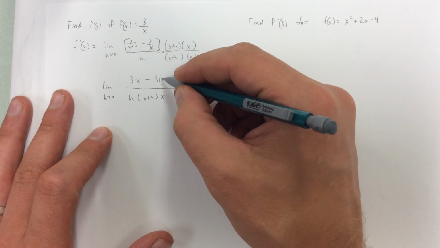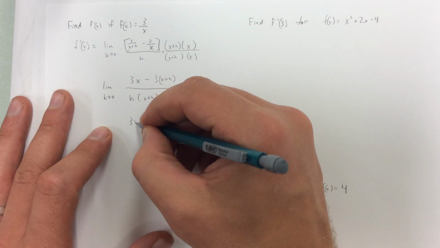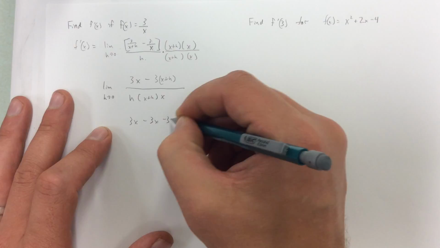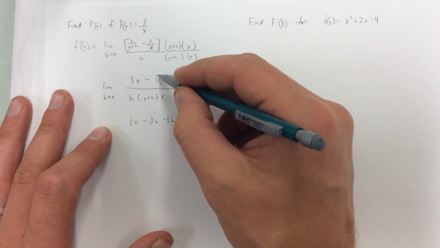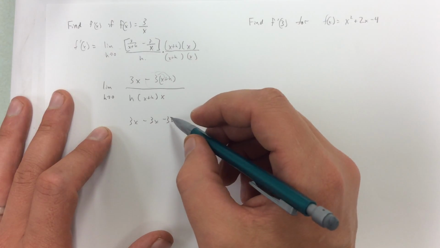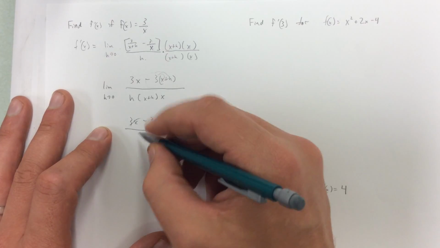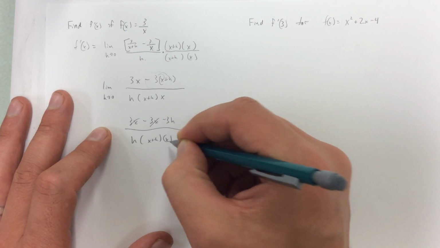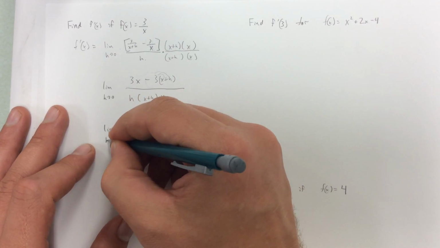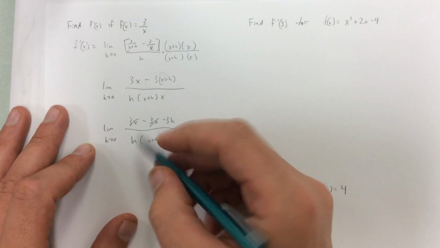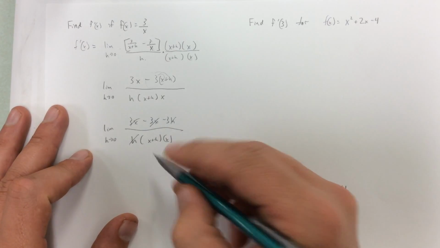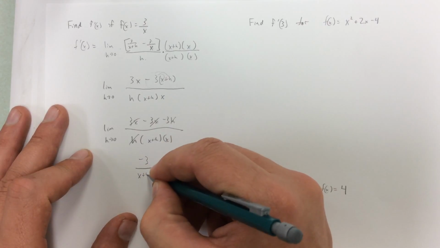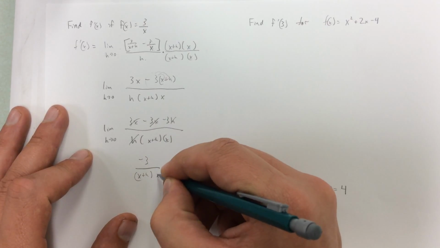All right, so this is really going to be 3x minus 3x minus 3h. So we distribute the negative here. Oh, those cancel out. That's nice. We got h times x plus h times x. Well, the h's cancel out. That's great. So really, I just have negative 3 over x plus h times x.